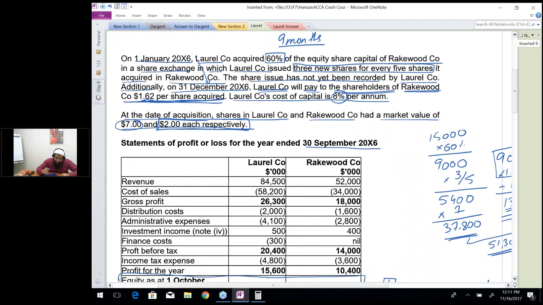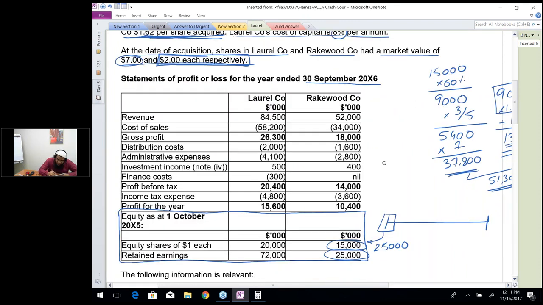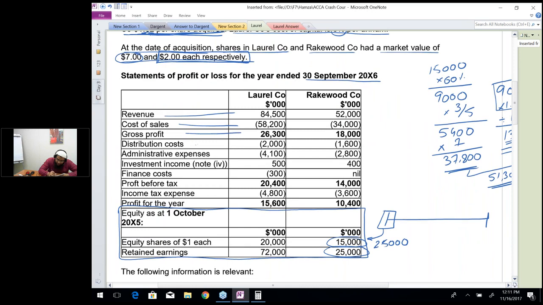Now let's see the statement of profit or loss. The question is given as the revenue, the cost of sales, gross profit, distribution cost, administrative expenses. There is an interest income with note reference of 4. We have finance cost, profit before tax, income tax, profit for the year, and then we have got the equity. So what we can do is, meanwhile, we can solve the working number 1 as well.